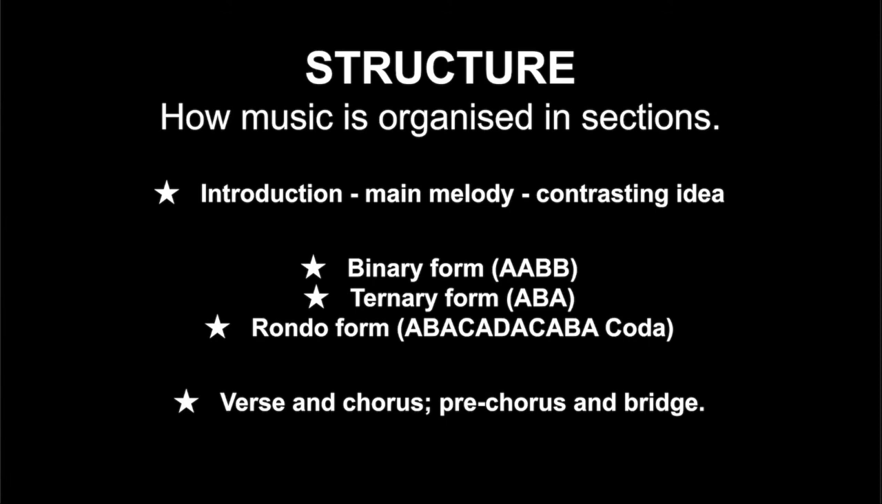Ternary form is a three-part form. It's like a sandwich of ideas. Start off with idea A, then you have a different tune, which is idea B, and then another section, which is a repeat of A. Rondo form is when you have one idea, one section of music that keeps returning. So in this example, the A section keeps returning, A, then a different idea B, an episode or a contrasting section, then A again, then a different idea again, C, A, D, and so on.